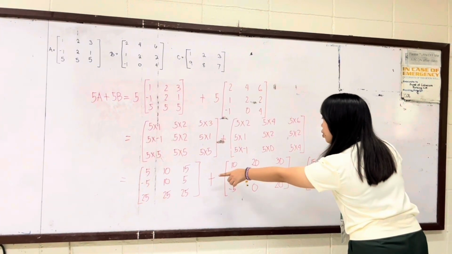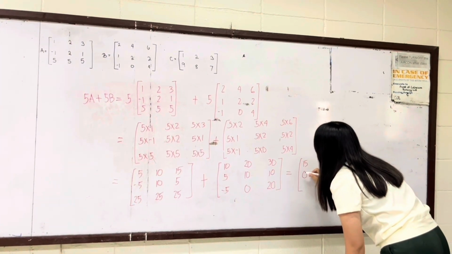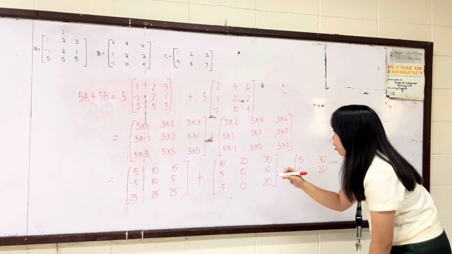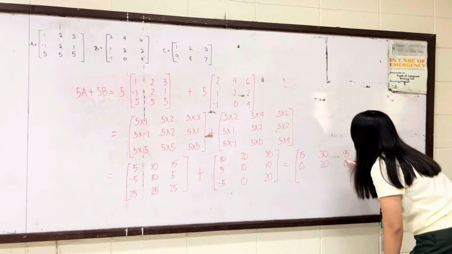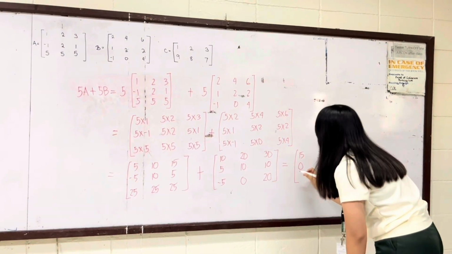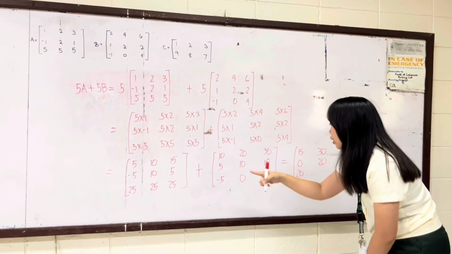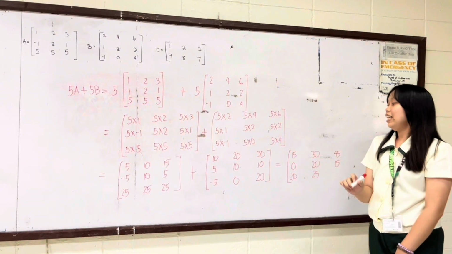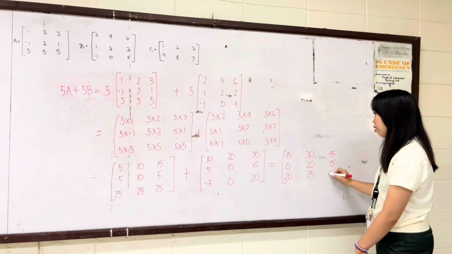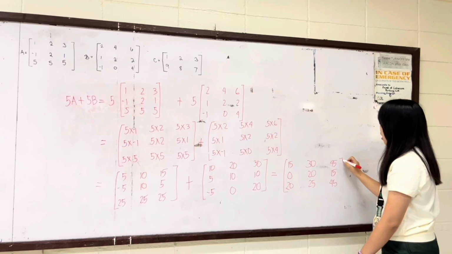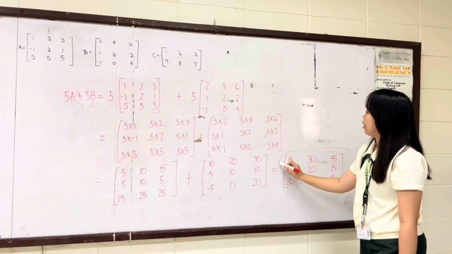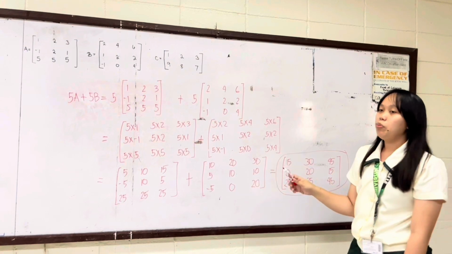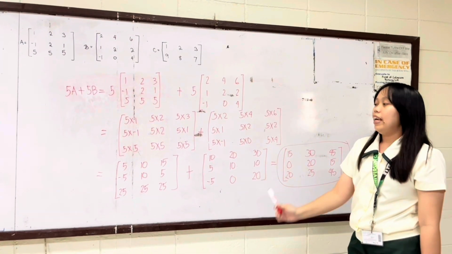Negative 5 plus 5 is 0. 10 plus 10 is 20. 5 plus 10 is 15. 25 plus negative 5 is 20. 25 plus 0 is 25. And lastly, 25 plus 20 is 45. And now we have our final answer. So to wrap up, we simply substituted the values and then we did scalar multiplication.